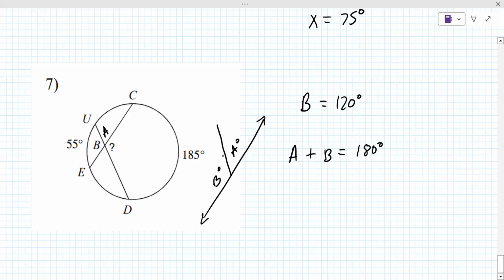Okay. So if I knew A, well, I guess that means B and A are congruent, right? Not congruent, they add up to 180. Congruent means they're identical, exactly the same. So if I already have 120 for B, then A is 40 degrees. A plus 120 equals 180. Yeah, A is going to be 60.